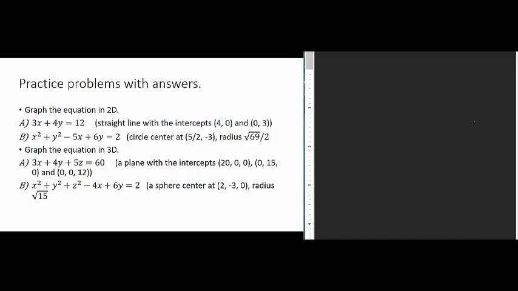And then we are going to 3-dimension. So we have something very similar, only one extended term here, 5z added with it. So this is a plane.